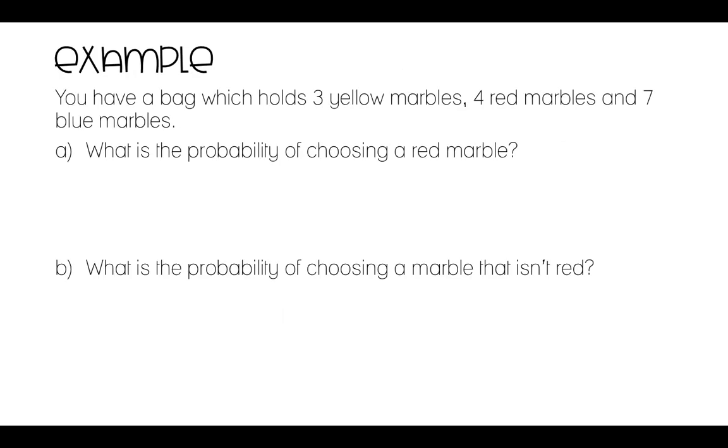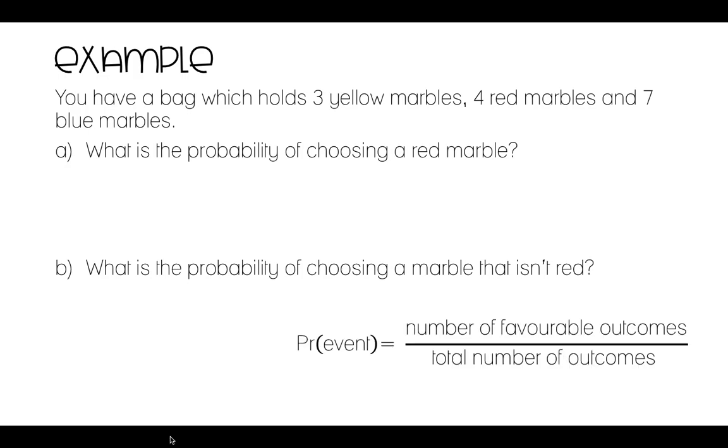So you have a bag which holds 3 yellow marbles, 4 red marbles, and 7 blue marbles. What is the probability of choosing a red marble? Okay, so we're going to use our probability of the event. So our probability of getting a red equals 4, because we've got 4 red out of 14, because all up there's 14 marbles. So our probability is 4 in 14, or 2/7.